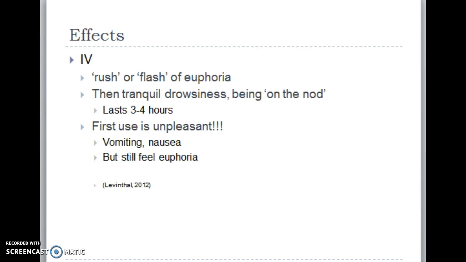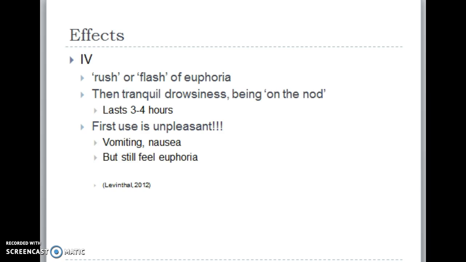So intravenous, so if it's injected, it has a rush or a flash of euphoria, so a very calm sense, and the tranquil drowsiness or being on the nod. So it looks like people are kind of floating in and out of consciousness, kind of nodding their head. This can last about 3 to 4 hours.